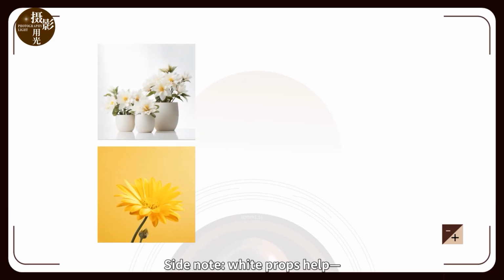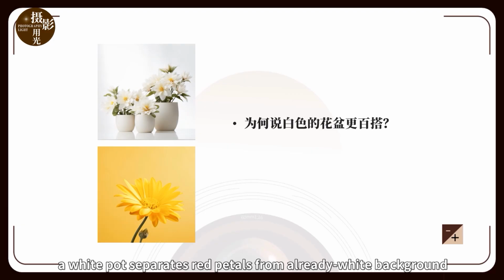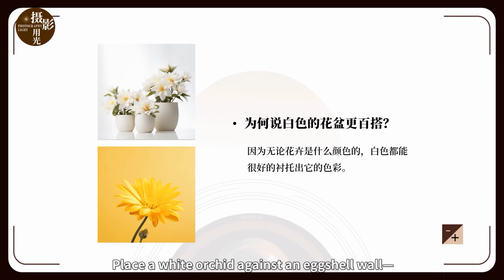Side note: white props help. A white pot separates red petals from an already bright background. Place a white orchid against an eggshell wall. The subtle shift in luminance keeps the flower visible yet soft. This is high-key subtlety. Separation without contrast.